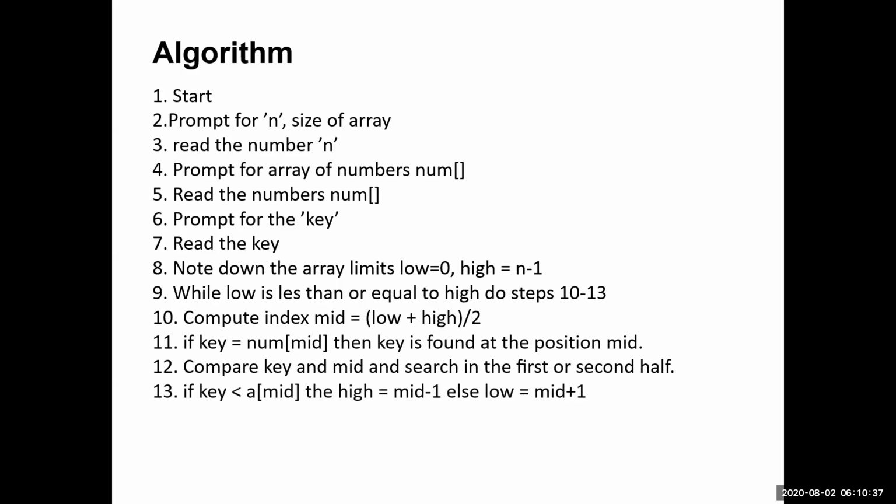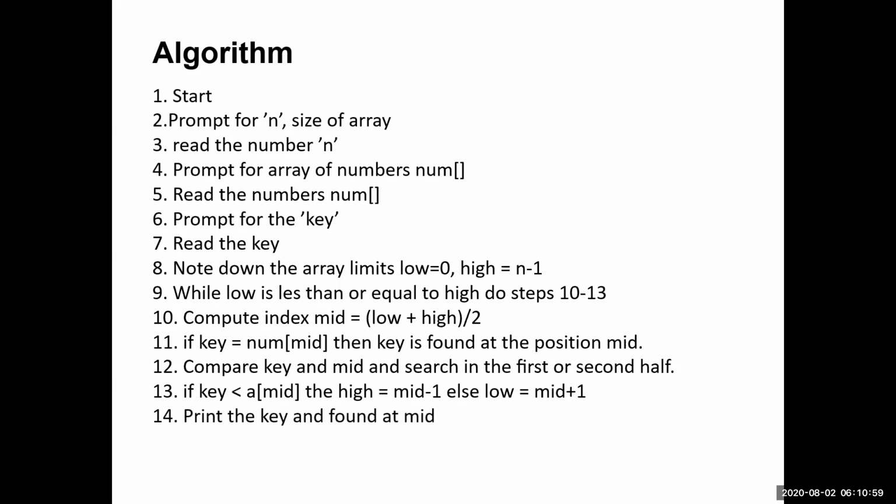If key is less than array of mid, then reassign the highest to mid minus 1, because we have to search in the first half of the list. Else, reassign the lowest index value to mid plus 1, and we add that because we have to search in the next, second half of the list.